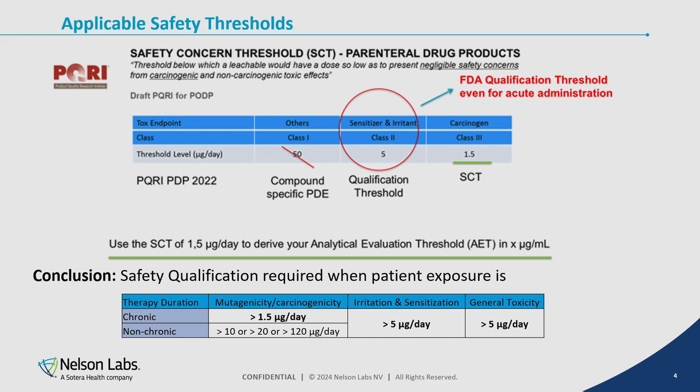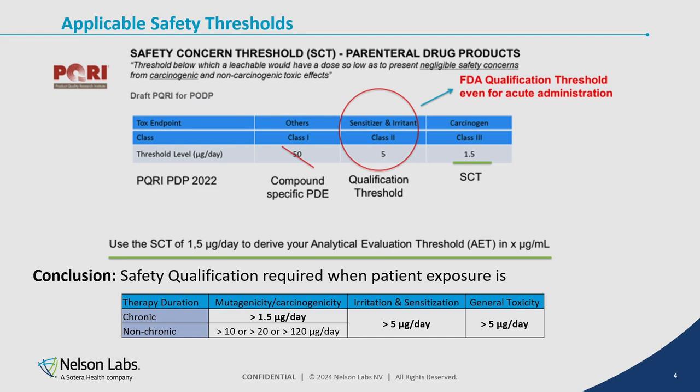This is the PQRI. They have the same concept, safety concern threshold. And there you see also the lowest safety concern threshold is 1.5 micrograms a day. They don't put any duration to their classification. Sensitizers and irritants have to be controlled at 5 micrograms a day, which is also the qualification threshold stipulated in the most recent PQRI. So everything above 5 needs to be identified and evaluated for safety.